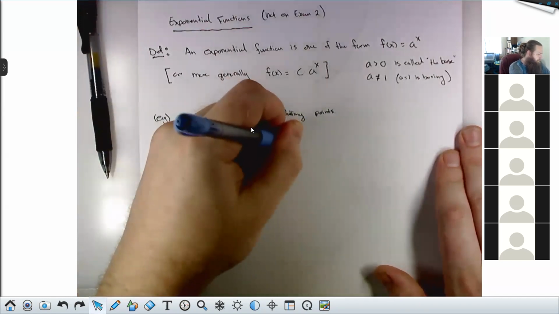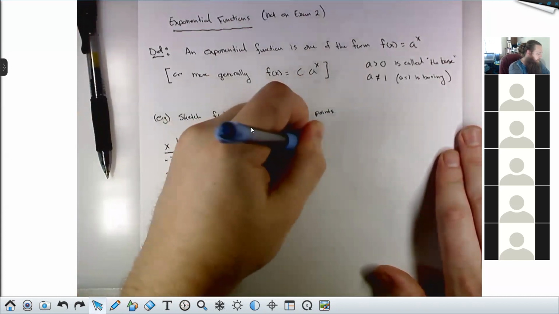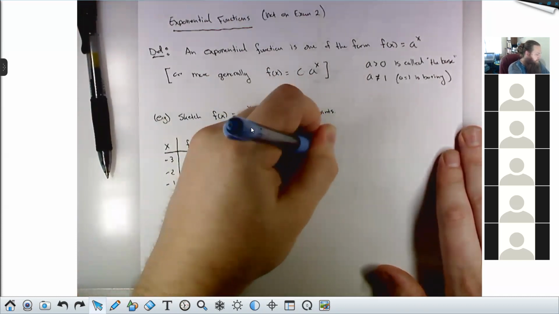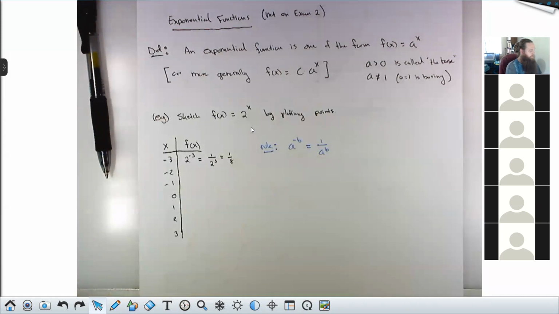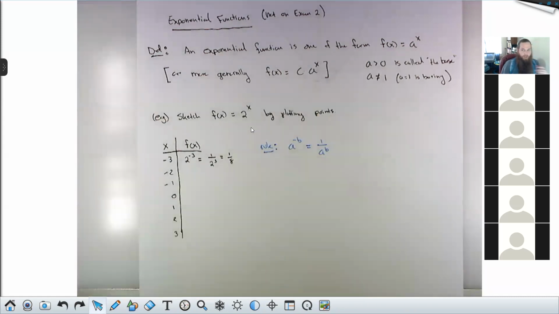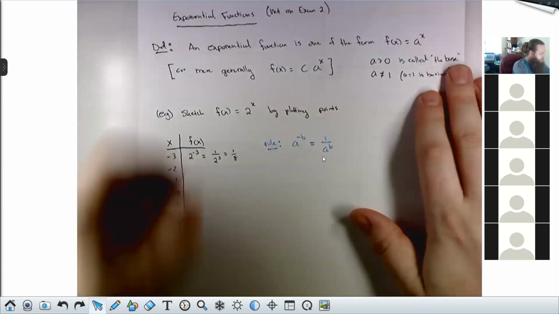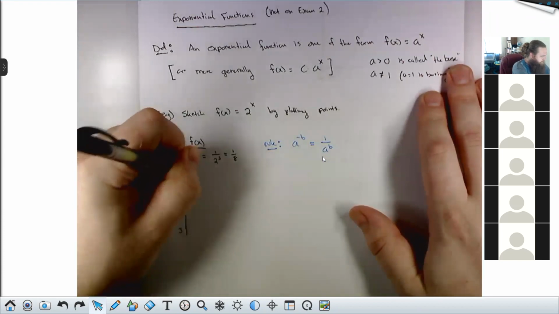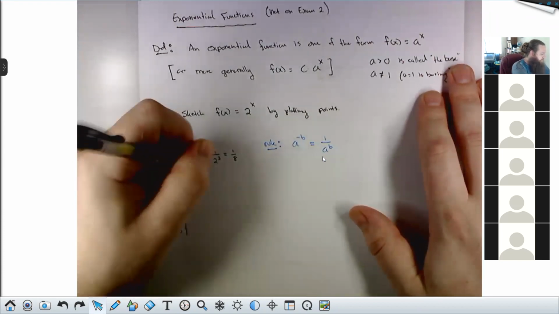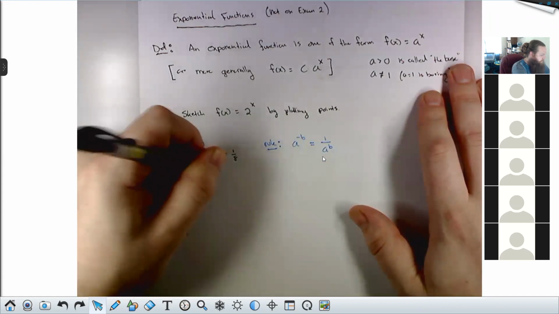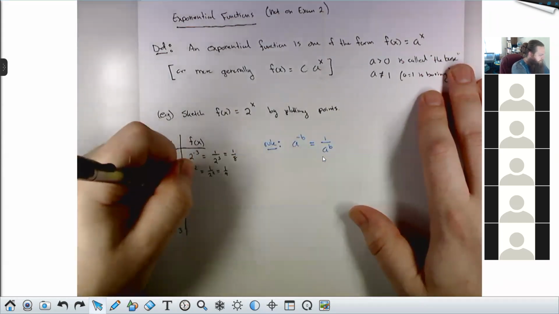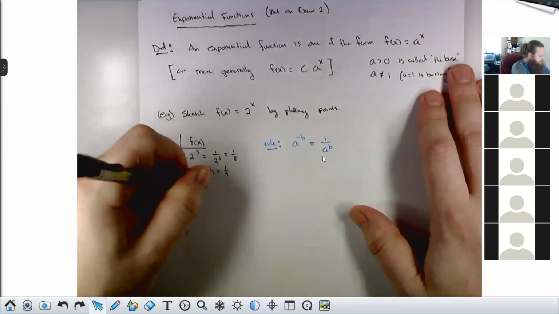is that a to the -b is the same as 1/a to the +b. Right, so a negative power is like a reciprocal, but you got to remember where all the pieces go. It's not the same as a to the 1/b. That's like a root. That would be very different. All right, with that in mind, 2 to the -2, that's 1/2 squared. That's 1/4. 2 to the -1, that's 1/2.